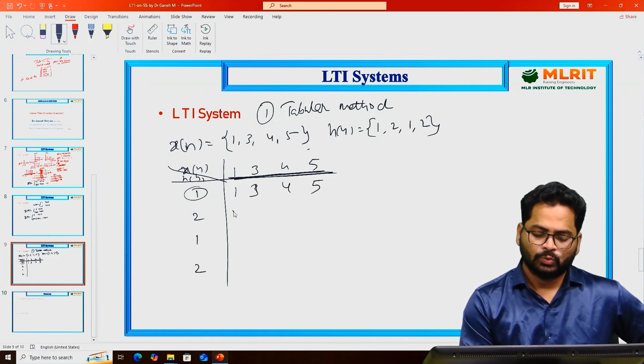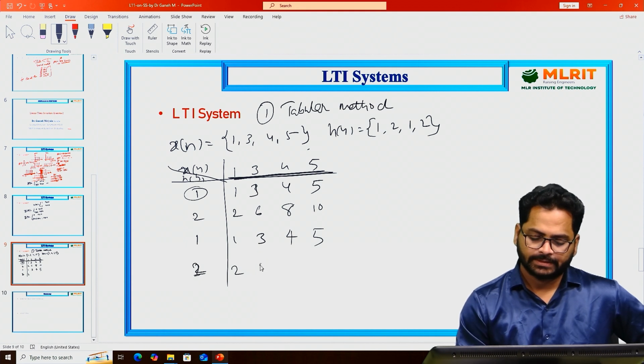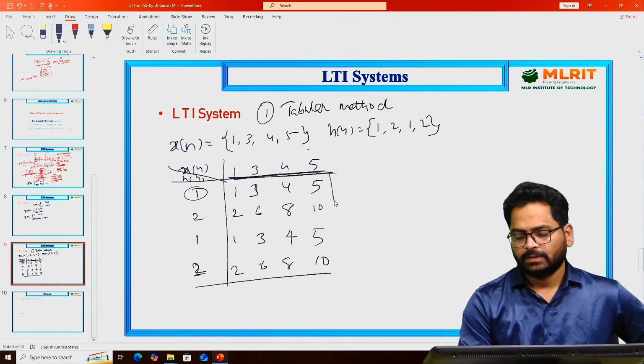Next, 2 times 1 is 2, 2 times 3 is 6, 2 multiplied by 4 is 8, 2 multiplied by 5 is 10. Then 1 multiplied by this row is 1, 3, 4, 5. Similarly, 2 multiplied by 1 is 2, 2 multiplied by 3 is 6, 8, 10. So this is the table, you got it.